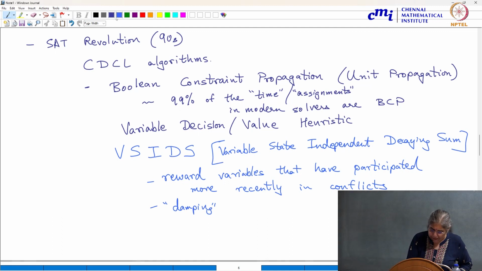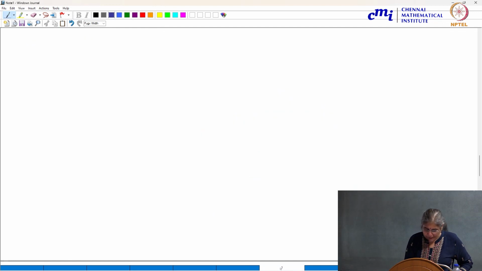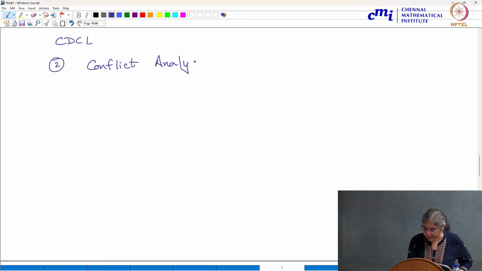So this is the first ingredient that CDCL algorithms use. Well, DPLL algorithms also used it. Let's look at the second ingredient. And the second ingredient is in fact what is giving us the name, CDCL. I have not yet told you what CDCL stands for. By now some of you have already looked it up. Do a conflict analysis. This is something that the DPLL algorithms did not do.